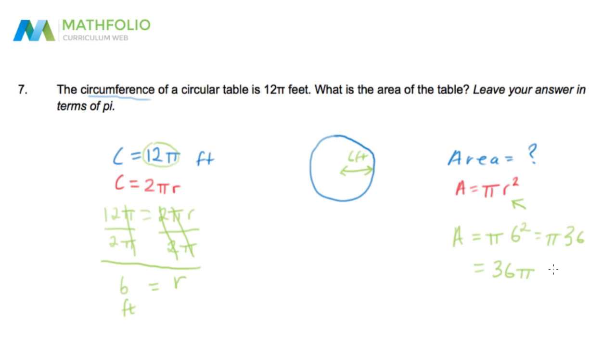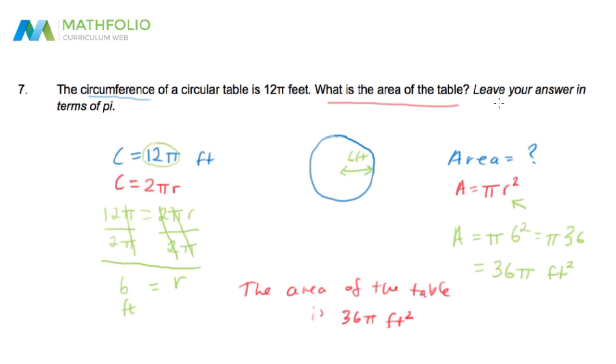And we should write the units, which we were given in feet, but because it's area, it's feet squared. So again, we should get in the habit of going back and writing it as a sentence. The question was, what is the area of the table? So you can say the area of the table is 36 pi feet squared.